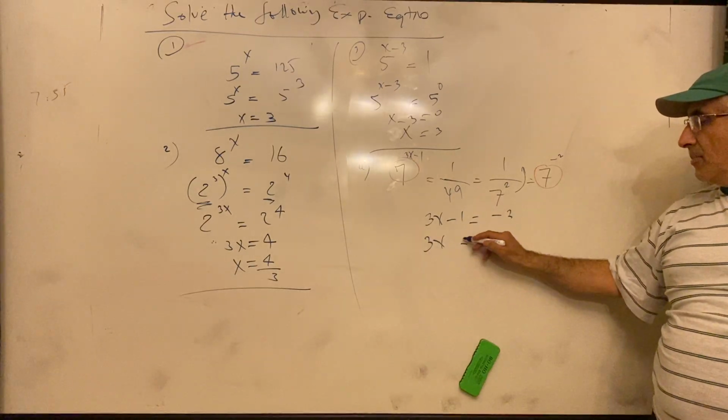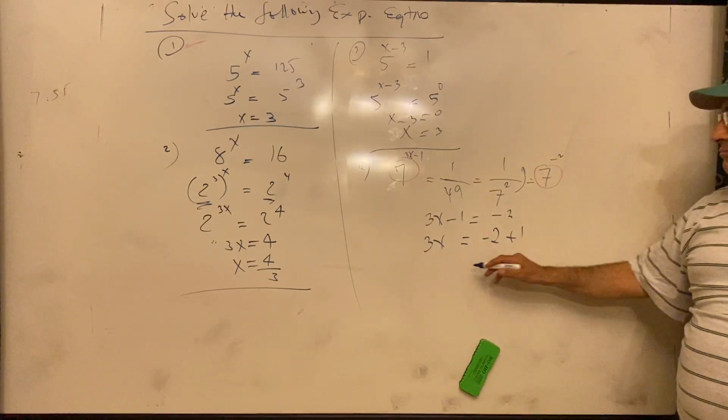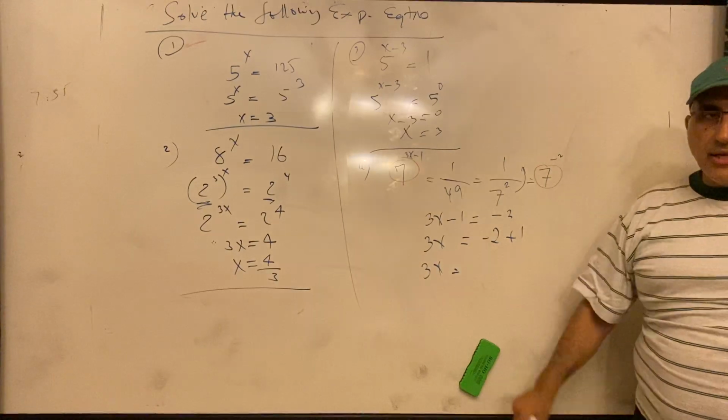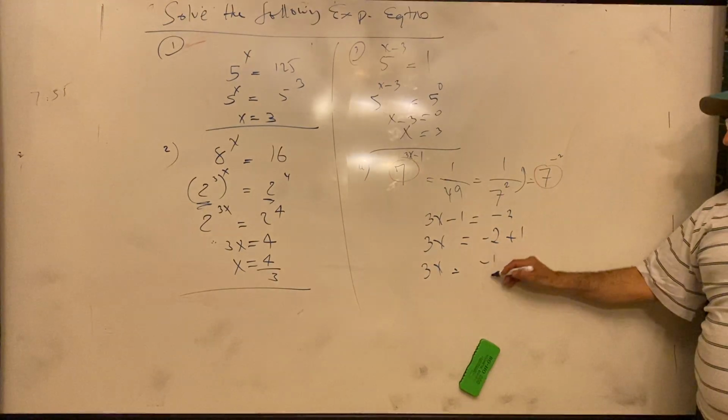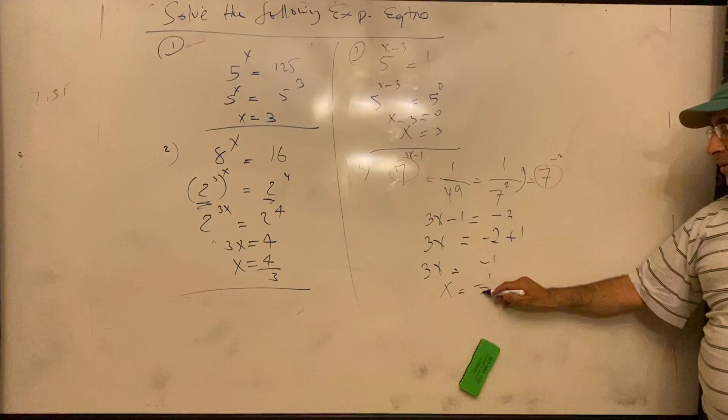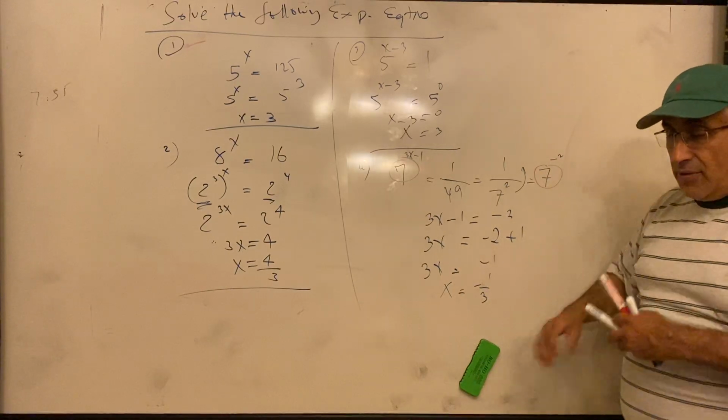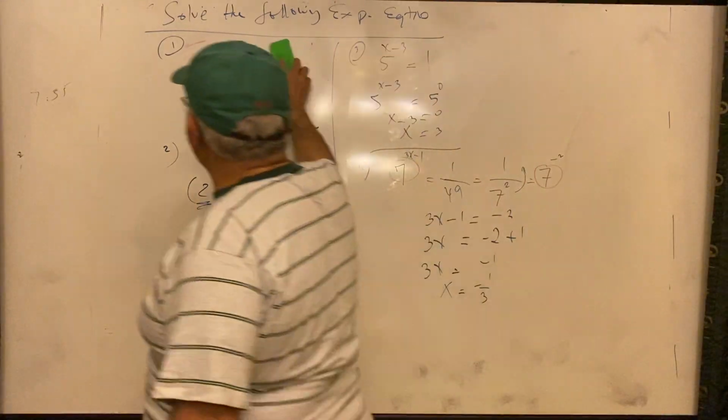If you have problem in algebra, God forgive you, but I will not forgive you because haram. You make mistakes till now. 3x equals negative 1, and x equals negative 1 over 3. So you're going to be good in algebra, dear friend. You're not good in algebra?